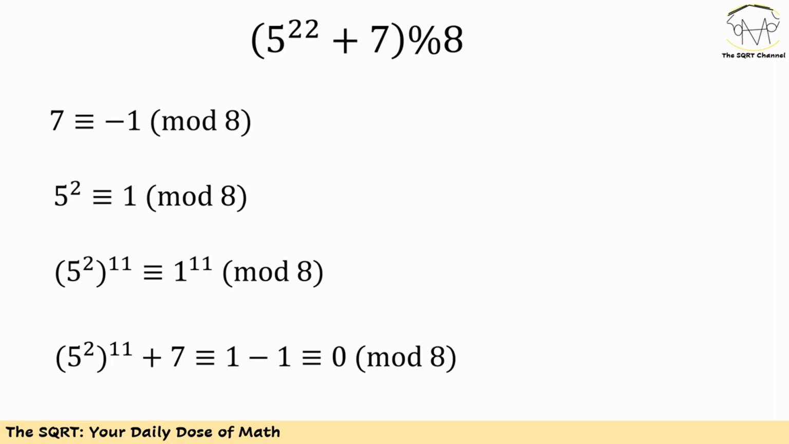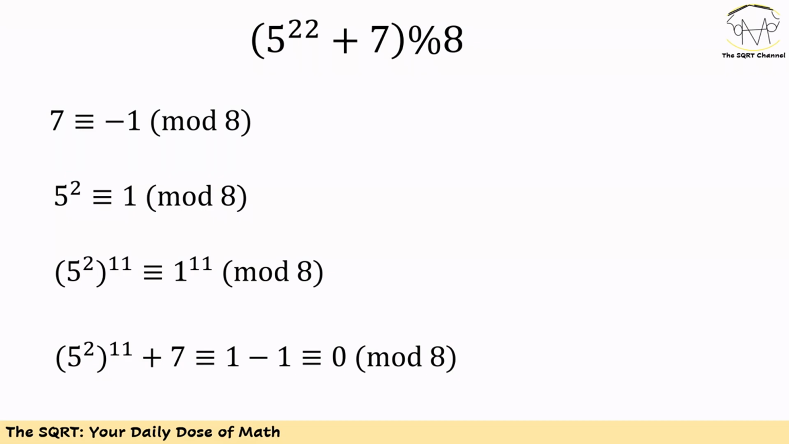To solve this, we are going to start with what we have in the equation. We have 7, we have 5 to the power of 22, and we want to find the sum of them modulus 8. First, note that 7 is 8 minus 1. So we can say that 7 and minus 1 are congruent for modulus 8.